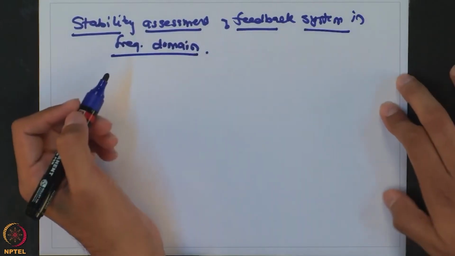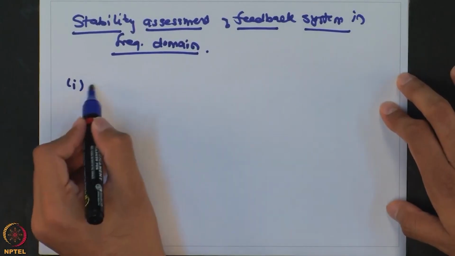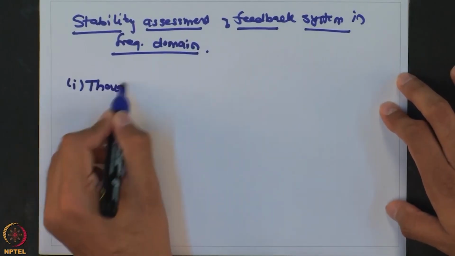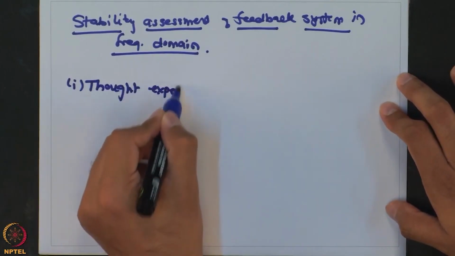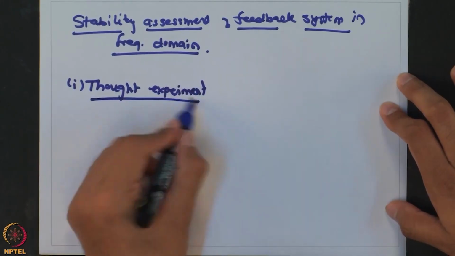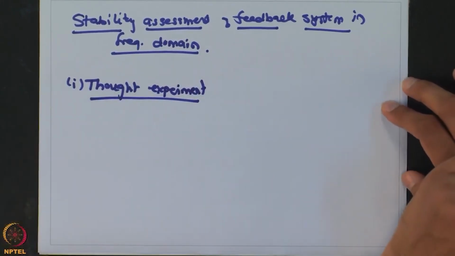In order to do that, we will consider one thought experiment, so that it will help us understand the stability conditions when we do the stability analysis in frequency domain. We are going to see two stability criteria, and both are evident from this simple thought experiment. So, let us consider an imaginary experiment of a feedback system.